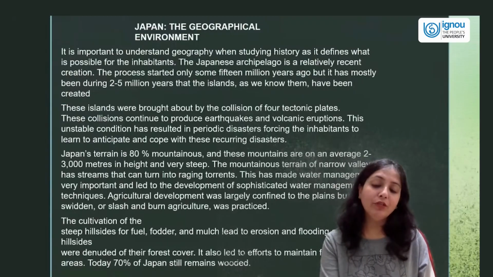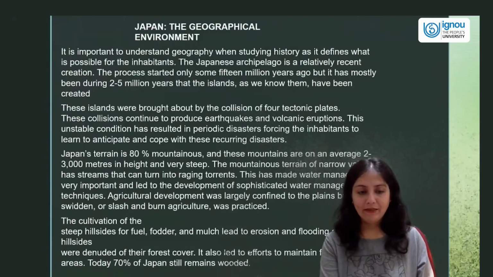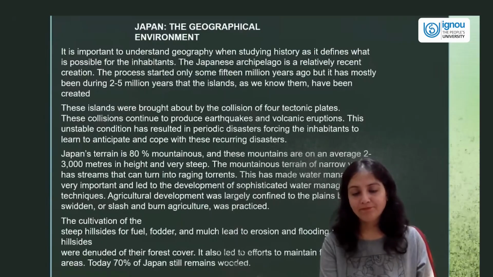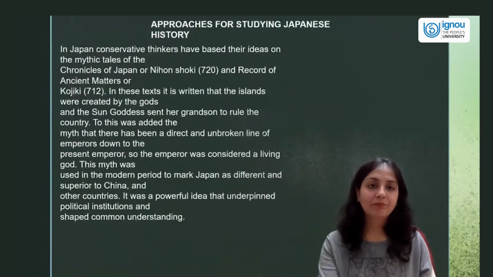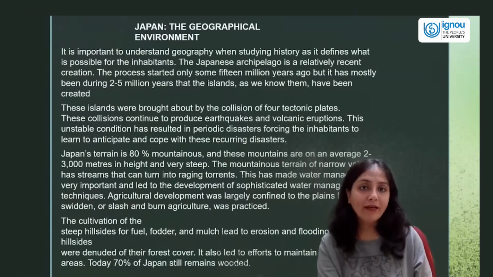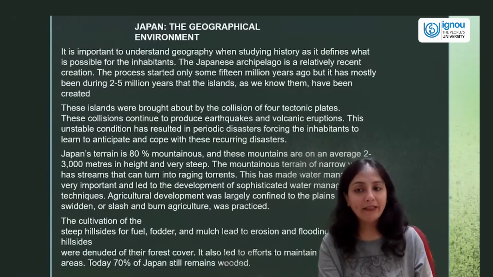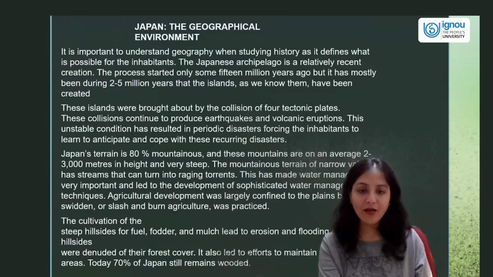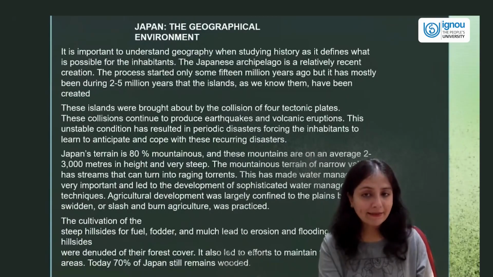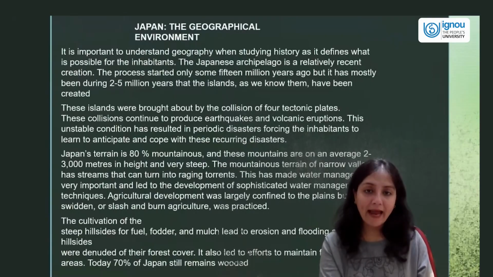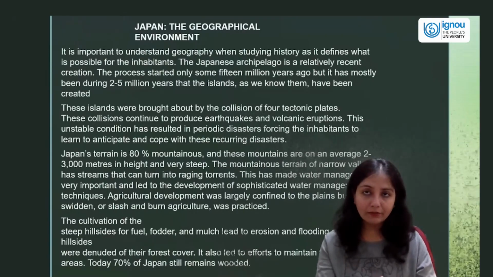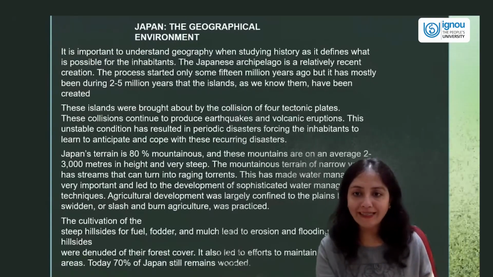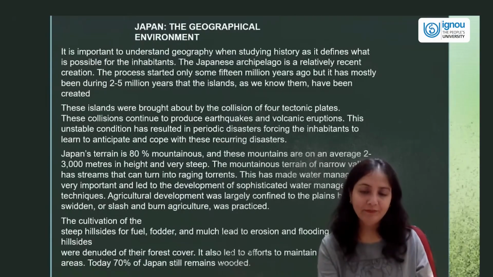It also led to efforts to maintain forested areas. Today, 70% of Japan still remains wooded. Yes, that was the geographical environment, the agriculture and water management, the hill and mountainous area we have studied about, and the disasters, earthquakes. Japan stands on the volcanic plates, on the area of volcanic eruptions.